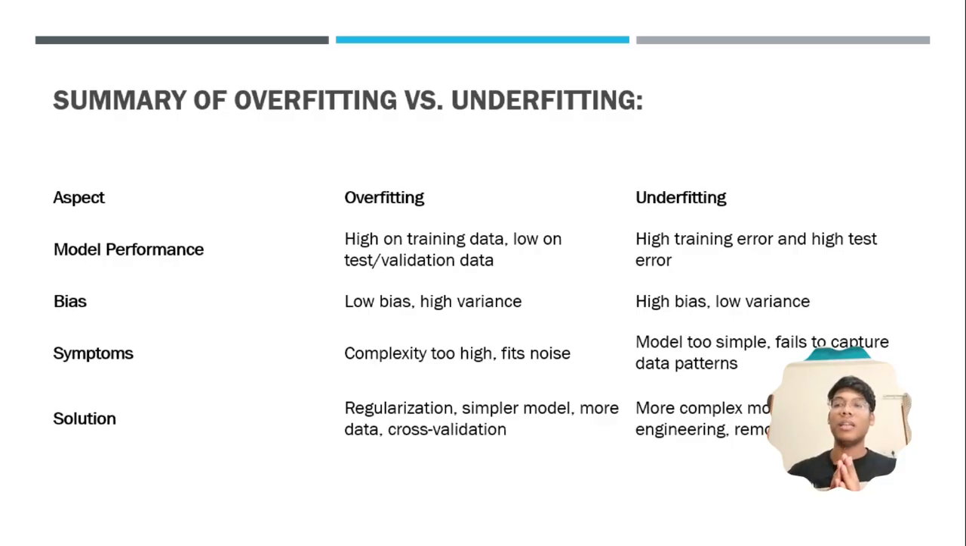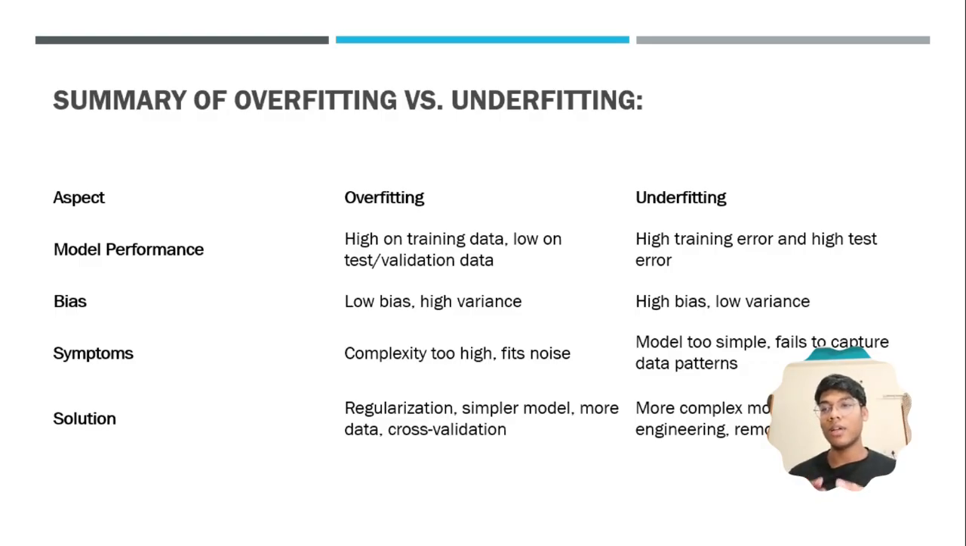So here is a summary of overfitting and underfitting, so you can understand it very well and keep in mind what overfitting is and what underfitting is. The model performance with overfitting is high on training data, but low on test and validation data. With underfitting, the model has high training errors and high test errors, so errors on both sides. With overfitting, the training performance is high and on the test and validation data it is low. The bias with overfitting is low bias and high variance, whereas underfitting is high bias and low variance.